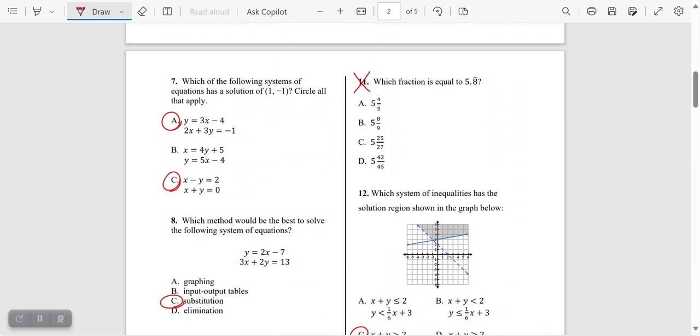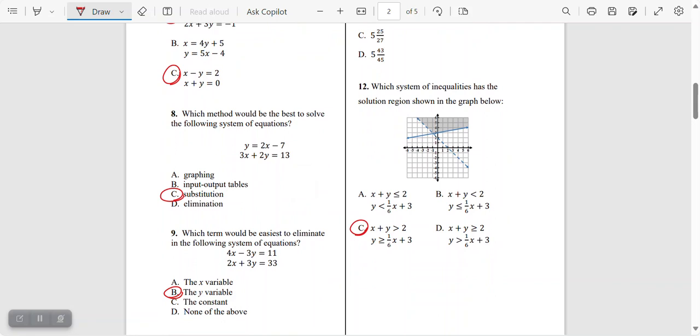Which of the following systems of equations has a solution of 1, negative 1? Circle all that apply. So it is A and C. They both work, so we would have to plug that ordered pair in. In the first equation in letter A, we plug in negative 1 for y, and on the right-hand side, we have 3 times 1 minus 4, which is negative 1. In the second equation, you're plugging 1 in for x and negative 1 in for y, so you get 2 minus 3 equals negative 1. That's true for both of those. And it's the same thing for C. If you plug in both of those ordered pairs, 1 minus negative 1 is 2, and 1 minus 1 is 0.